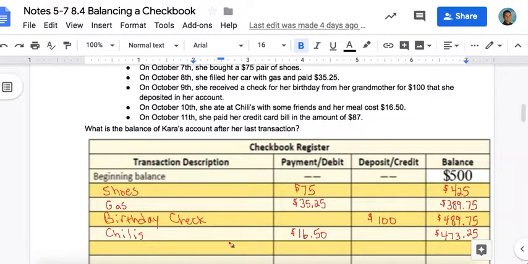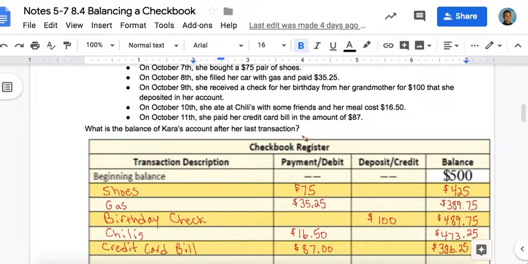And then finally, on October 11th, she paid her credit card bill in the amount of $87. So we're going to put credit card bill. And the payment was $87. So we're going to take that $87 away from the remaining balance, and she had $386.25 after all of these transactions.